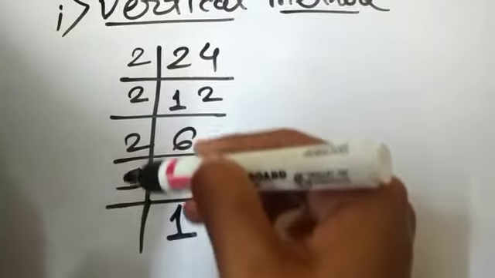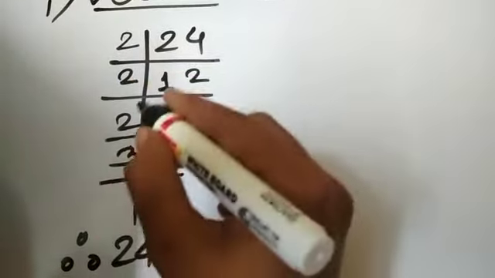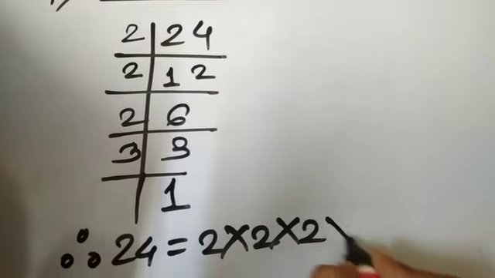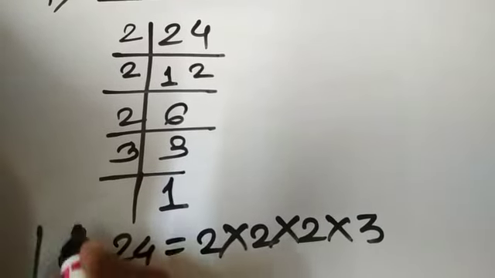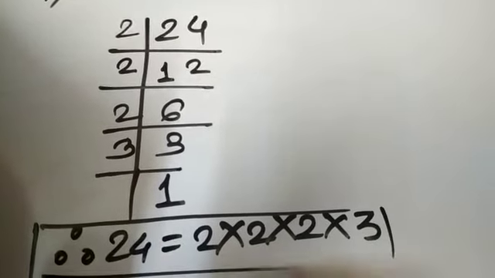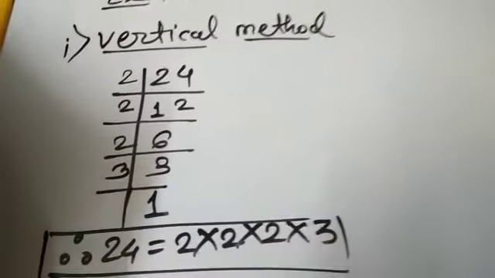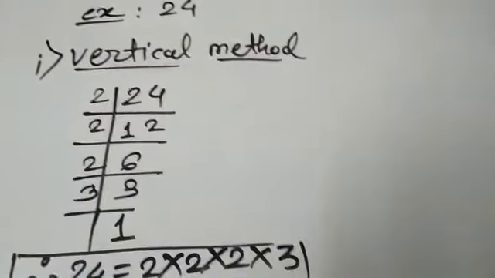Now you can see that on the left side I am getting all the numbers as prime numbers only, and hence the prime factors of the number 24 are, whatever numbers you get on the left side, write those numbers in multiplication form. 3 times 2 times 2 times 2, and it is nothing but the prime factorization of the number. You have to write it in multiplication format, and this method we call the vertical method. Now we are done with this one.